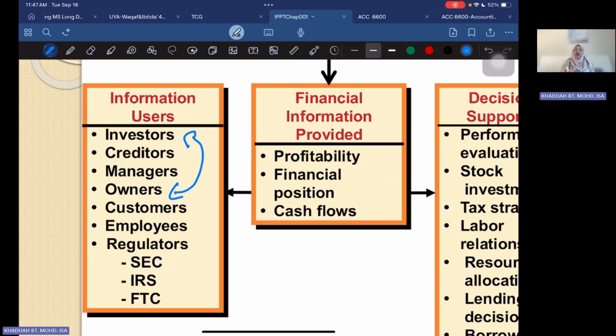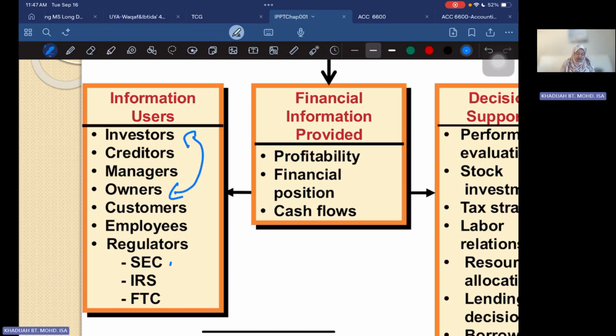And we have customers, of course. These are the persons who, for example, when you're talking about sales, in the business of selling goods, purchase your goods. If you are in the business of providing services, then the people who consume your services are your customers. We have your employees and, of course, regulators.